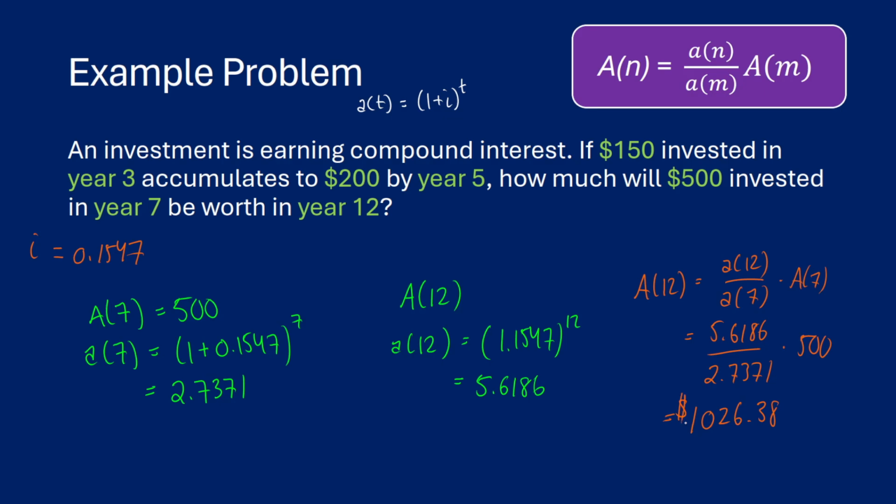So if we put in $500 in year 7, we're going to get 1,026 back out in year 12 with a compound interest rate of 0.1547 or 15.47%, which we obtained by playing around with the amounts and accumulations in year 3 and year 5. So this one was a little bit more involved, but it's really just about taking what you know, plugging in the formulas, plugging in the numbers, and then manipulating them to get a result.